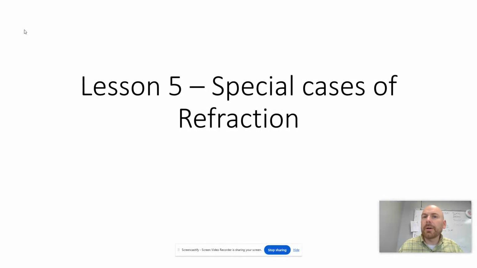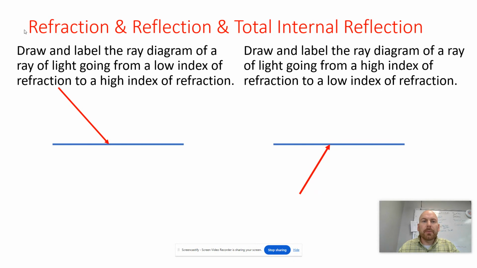So we just talked about refraction. We want to go a little deeper into special cases of refraction. So again, if you have a ray of light coming from a high index of refraction to a low index of refraction, what is it going to do?